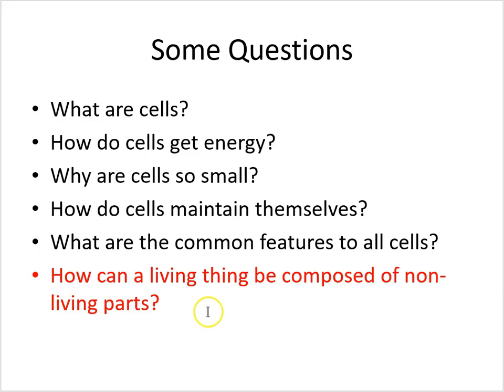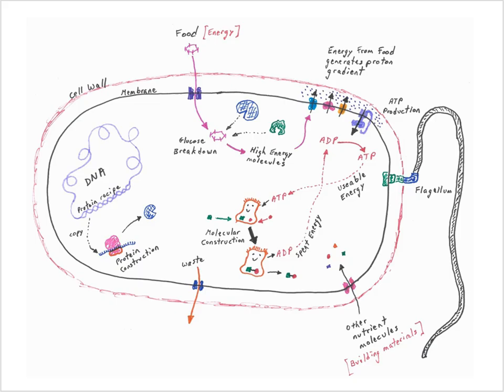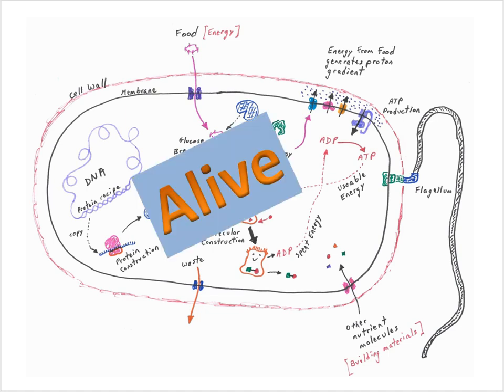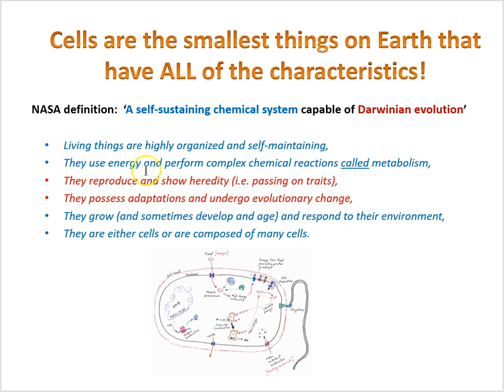We've arrived at the last question: how can a living thing be composed of non-living parts? We've learned that the entire bacteria cell is alive. And remember, to be alive is to satisfy all of these characteristics in this list here. Highly organized, self-maintaining. Check. The bacteria satisfies that. Use energy, performs metabolism. Check. Reproduces, shows heredity. We'll say more about this. The DNA molecule can be duplicated, and so the offspring can have a full set of the recipes to build all the proteins, so the bacteria cell can reproduce.